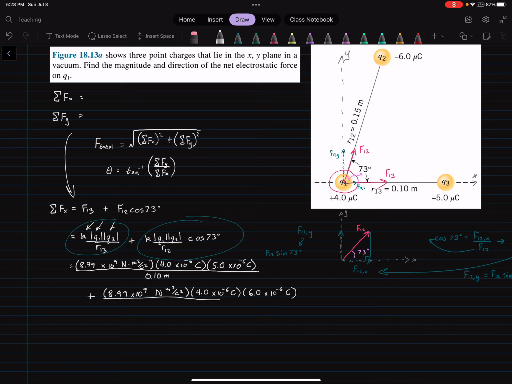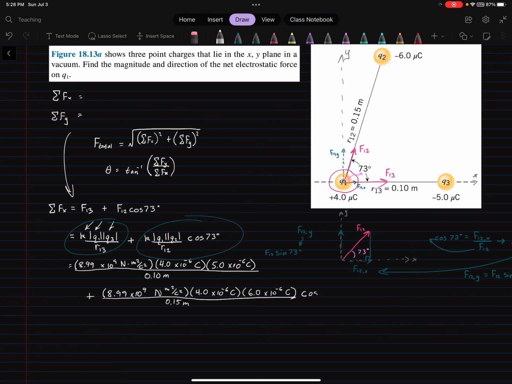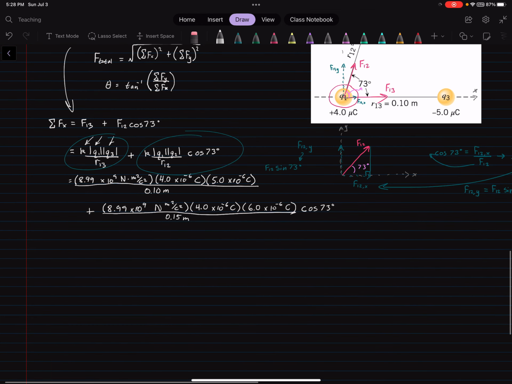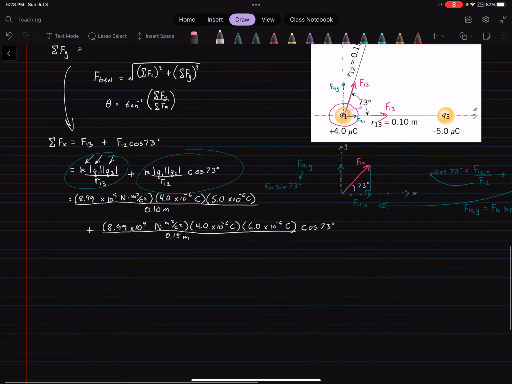And underneath all of that is r12. So they give us that the distance between q1 and q2, r12, is equal to 0.15 meters. It's already in meters, so we don't have to worry. And then the last thing we have to account for is this cosine of 73. Just like we said before, that makes sure we're only capturing the component that lies in the x direction.